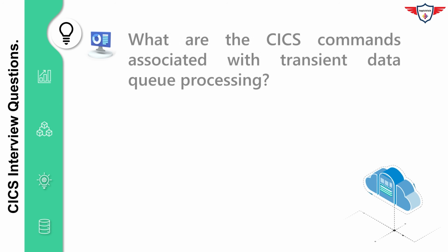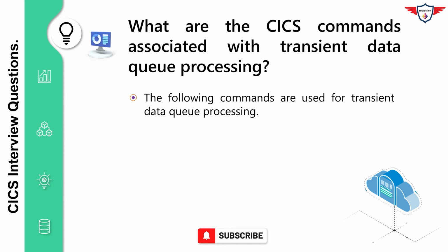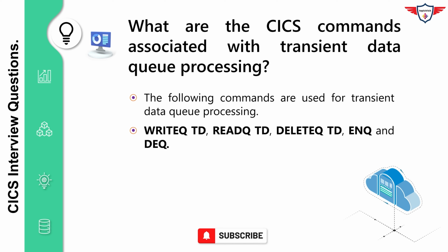What are the CICS commands associated with transient data queue processing? The following commands are used for transient data queue processing: write TD, write data to transient data queue; read TD, read data from the transient data queue; delete TD, delete all transient data.